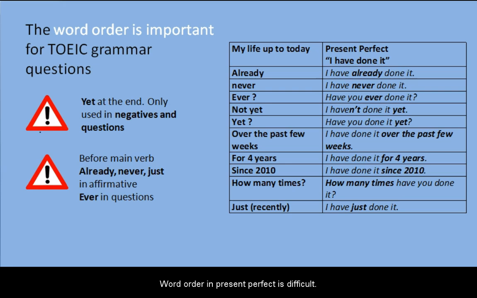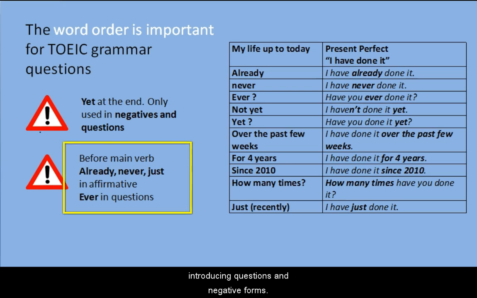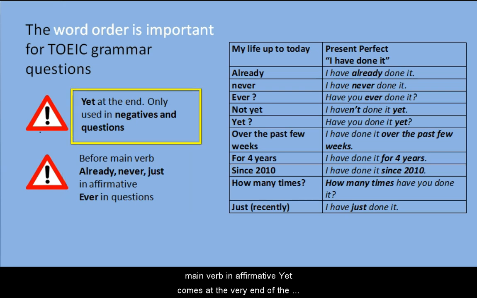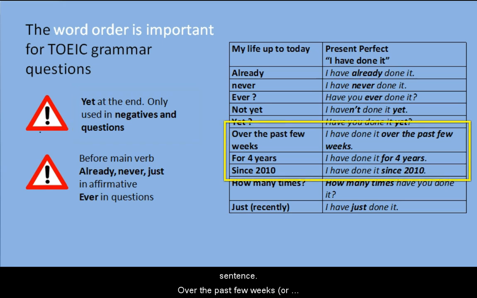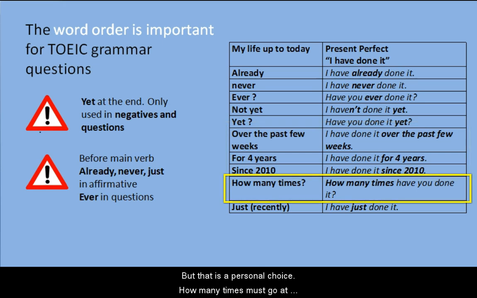Word order in present perfect is difficult. Here the word order is more complicated because we're introducing questions and negative forms. The key words already, never, ever, and just come before the main verb in affirmative. Yet comes at the very end of the sentence. Over the past few weeks or past few months, for 4 years, and since 2010 usually go at the end of the sentence, but that is a personal choice. How many times must go at the beginning of a sentence?